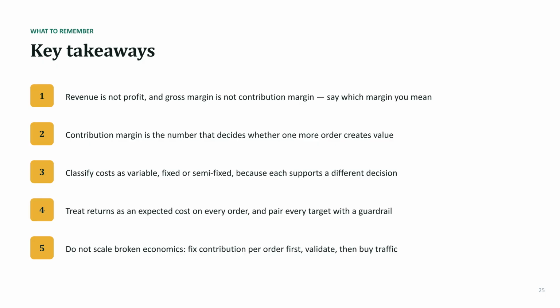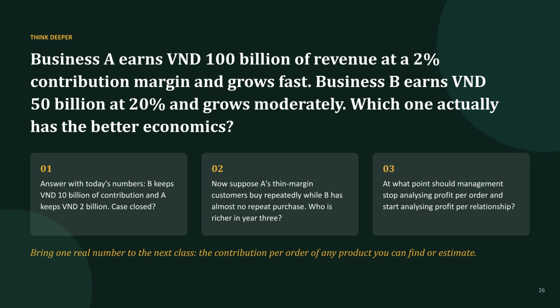In summary, remember these takeaways. Be precise with margin terms. Identify the contribution margin. Categorize your costs correctly. Use guardrails, and never scale a business with broken economics. Finally, think deeper. Is it always better to have a high-margin business with slow growth, or a low-margin business that scales rapidly? This transition from per-order to per-relationship economics is where true strategy begins.